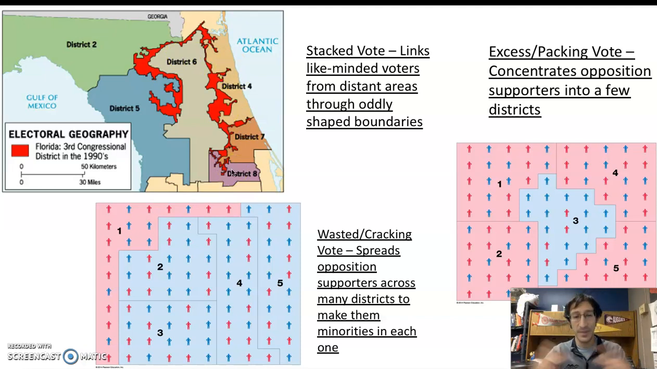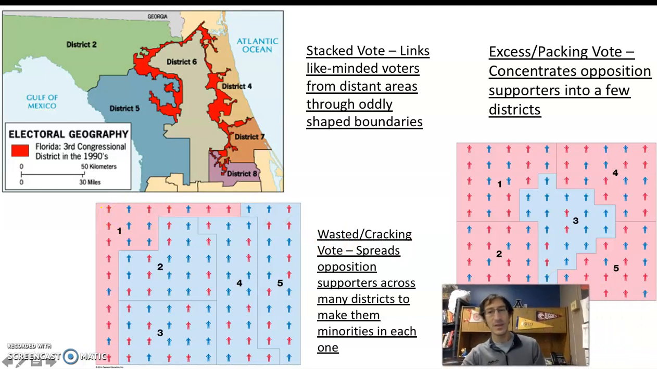So, more general examples: you have what we also call cracking, or wasted vote, which spreads opposition supporters across many districts to make them minorities in each. When you look at this, you talk about having red and blue, so Democrat and Republican. In this case, you pretty much spread the opposition, which I would assume is the Reds, or what we consider to be Republicans in this general idea, across many different districts to make them a minority, with the exception of number 1.